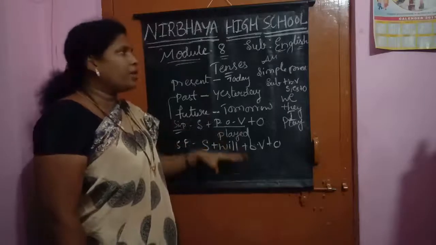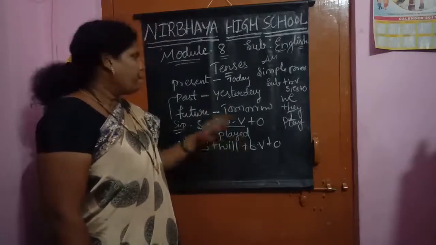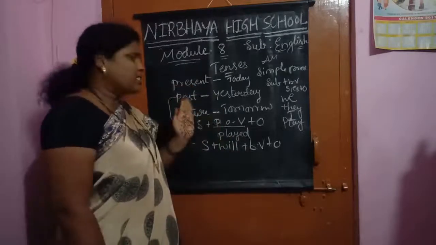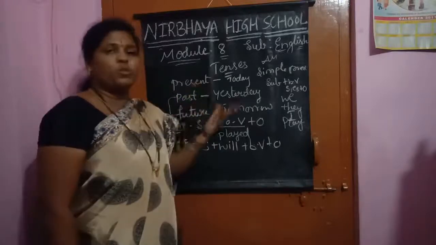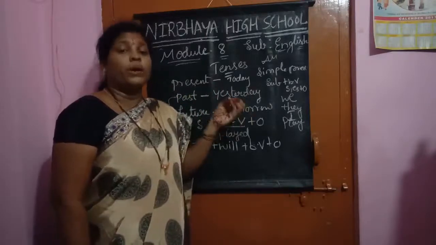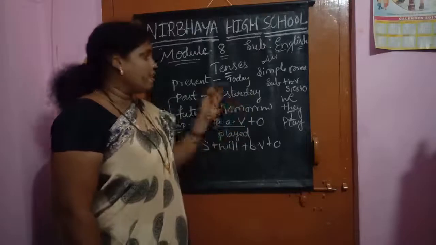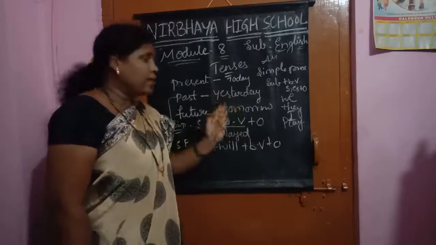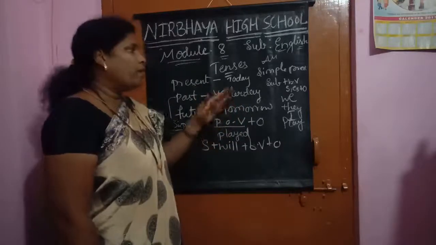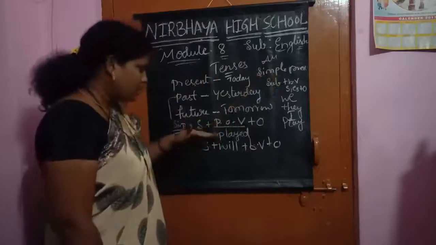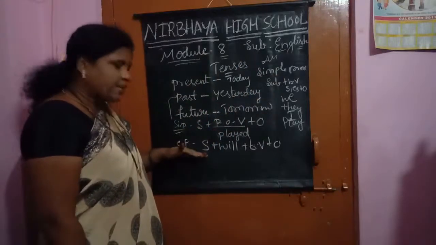Understood, children? Till here you have understood? Here, present means today. Past means yesterday. Future means tomorrow. This is for your reference only. You can remember easily. For that sake, I am giving the example today, yesterday, tomorrow. Okay. And we have learned simple present tense, simple past tense, simple future tense.